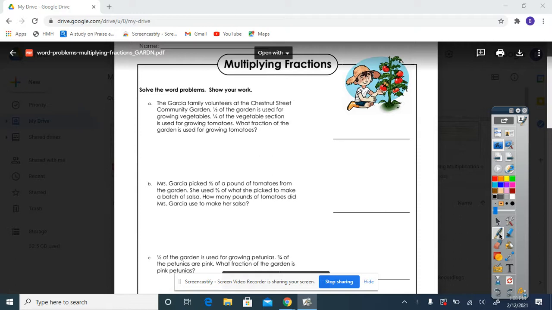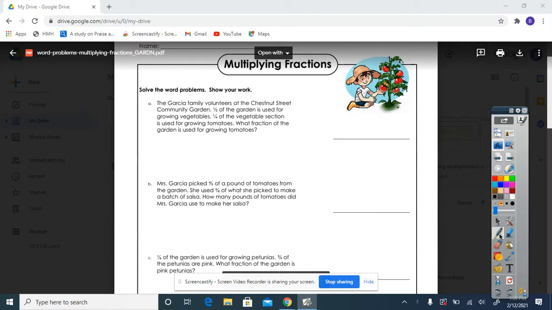The Garcia family volunteers at the Chestnut Street Community Garden. One half of the garden is used for growing vegetables. A fourth of the vegetable section is used for growing tomatoes. What fraction of the garden is used for growing tomatoes?